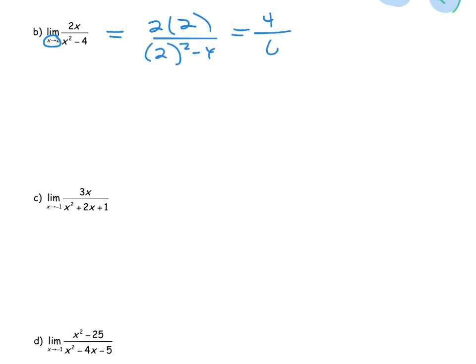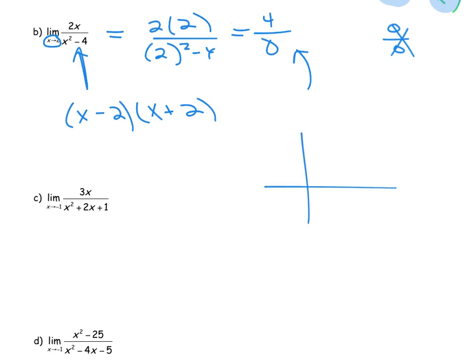And I have 4 over 0. Now, 4 over 0, that's not the same thing as 0 over 0, guys. This is different. This is telling me that I'm undefined. There is several, actually, if you look. I have x minus 2 if I were to factor this, and x plus 2. I've got 2 vertical asymptotes here.